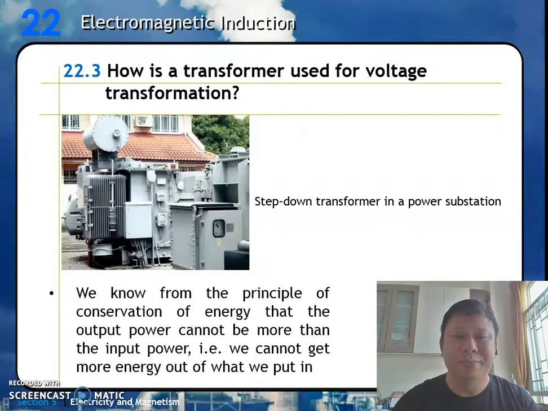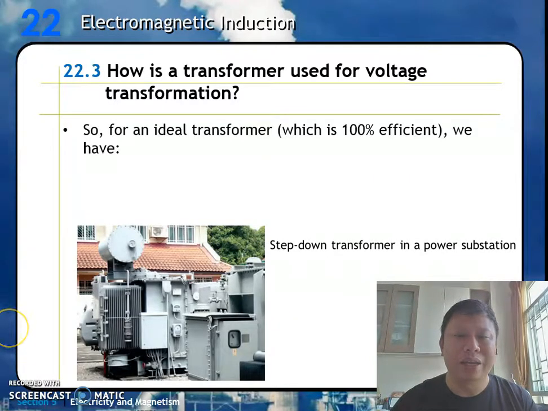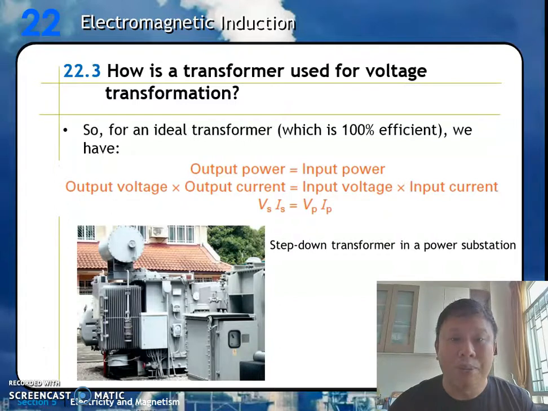And we know that from the principle of conservation of energy, the output power cannot be more than the input power. That is, we cannot get more energy out of what we put in. Sounds very logical, right? So for an ideal transformer, which is 100% efficient, we have this relationship. Output power equals input power.